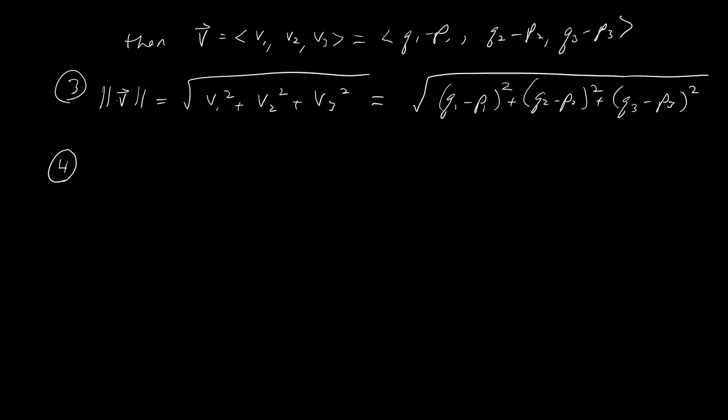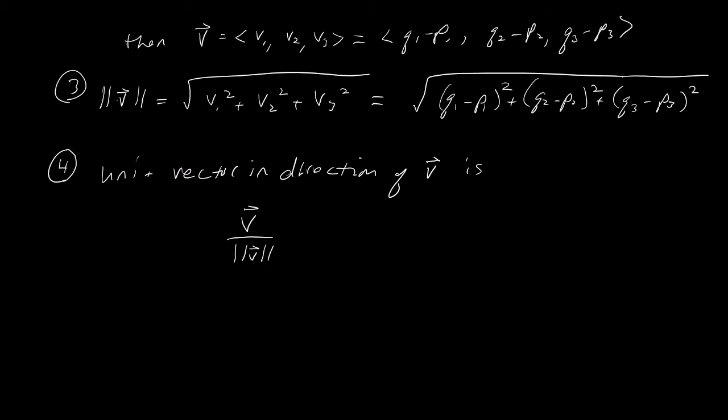The unit vector is going to be exactly the same thing. The unit vector in the direction of v is v divided by its magnitude, or 1 over the magnitude of v times the vector v1, v2, v3, if you want it in its component form.